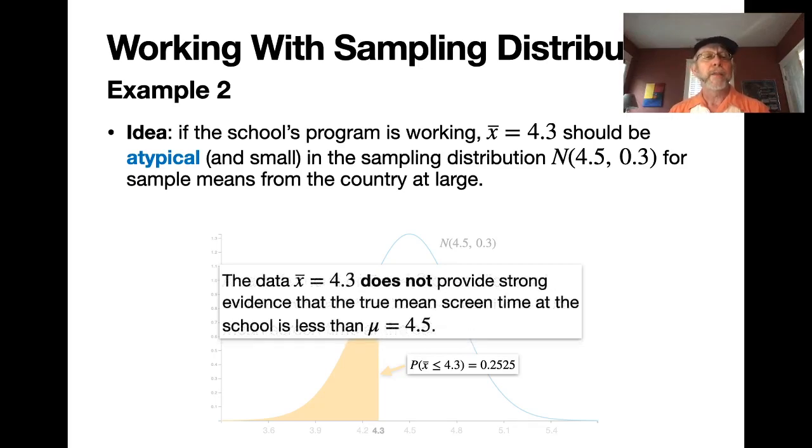And so the data that your sample mean was 4.3 does not really provide strong evidence that the true mean screen time at the school, among all students at the school, is less than 4.5, simply because a sample average of 4.3 just wouldn't be that unusual, even if your program didn't move the needle at all. Even if your program did not change behavior at all, you still wouldn't be surprised to see a sample mean of 4.3.